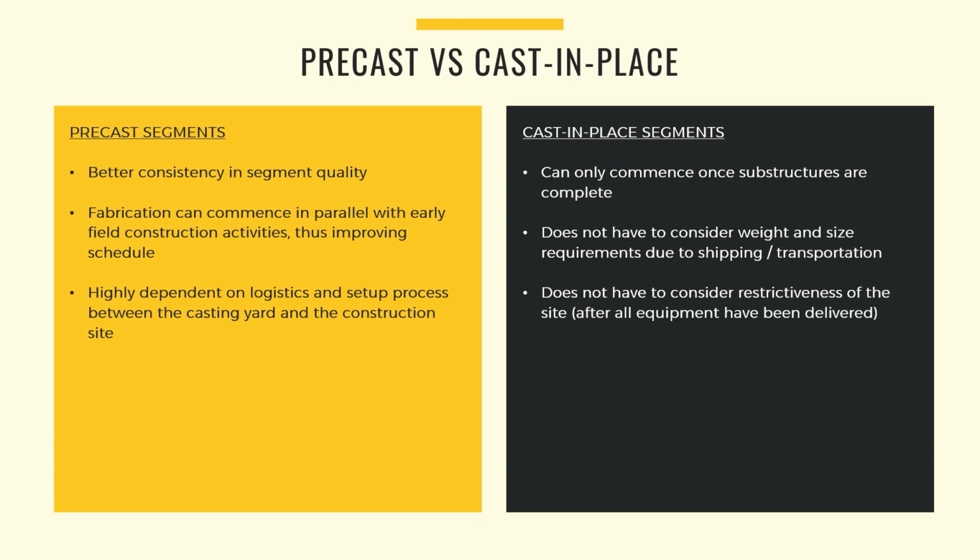Precast and cast-in-place segments have different pros and cons. For precast segments, there is a better consistency in segment quality as they are produced in a specialized plant or environment. Fabrication of the segments can also commence as soon as the start of early field construction activities, thus improving schedule. Though, they are highly dependent on logistics and transportation limitations.